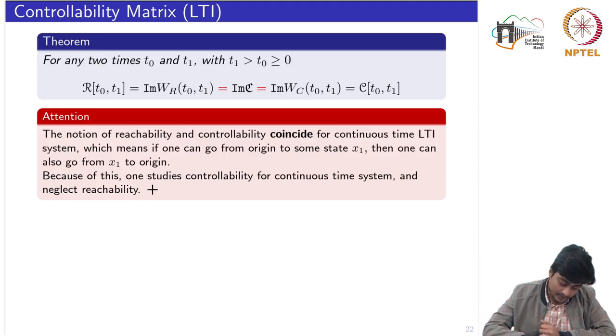That's why we carry out the analysis of both the subspaces. Because of this, one studies controllability for continuous time systems and neglects reachability. So for the LTI system, we will mostly study controllability, but whenever we are discussing time varying systems, we'll see the analysis of both the subspaces.